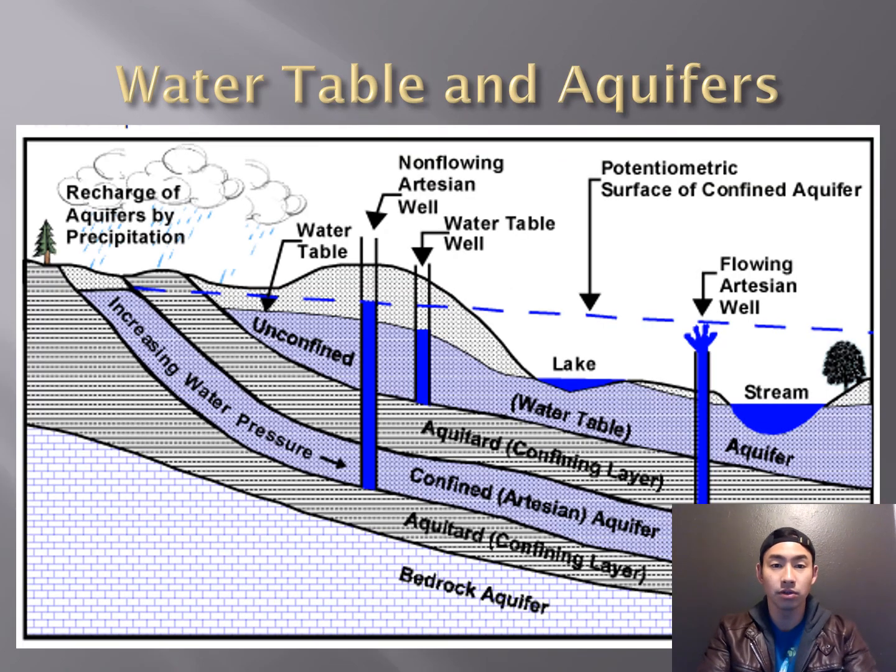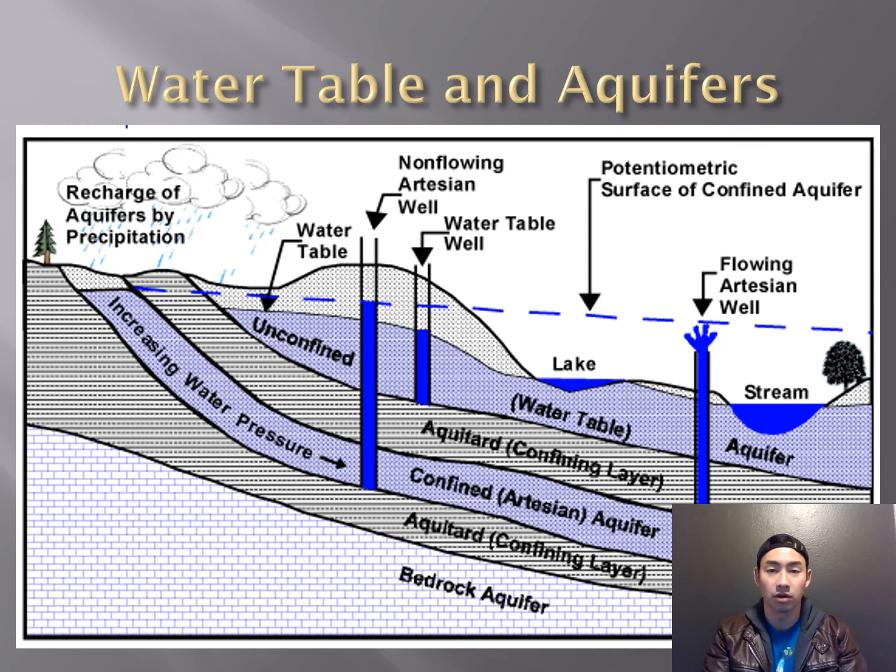Right. So we'll go ahead and look at the water table and aquifers. The water table is basically the level of water where the hydrostatic force is equal to the atmospheric force. We have three different types of aquifers being shown here: a bedrock aquifer, a confined aquifer, and an unconfined aquifer. These are all separated by aquitards, or layers that have very low permeability. So it's keeping the water in place and reducing the amount of communication between the different aquifers.